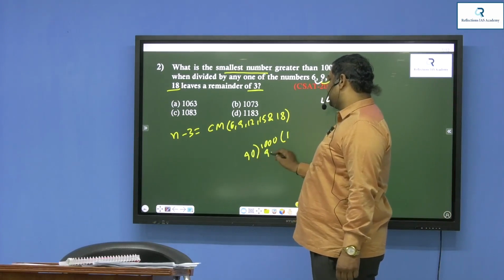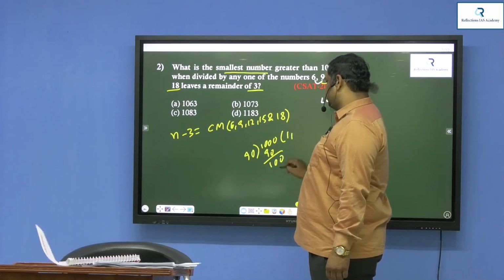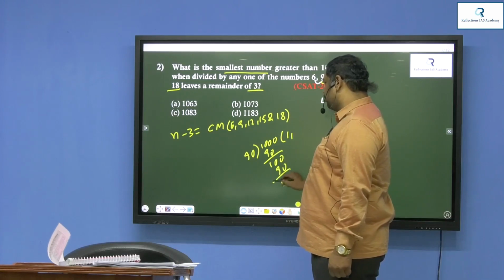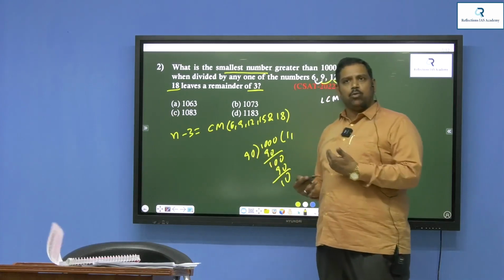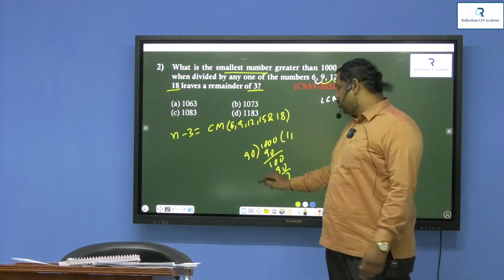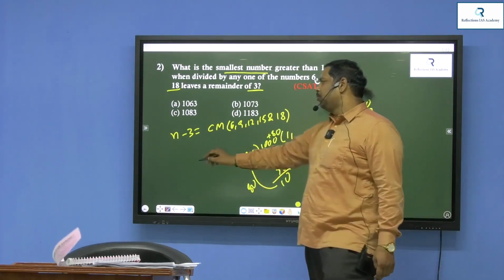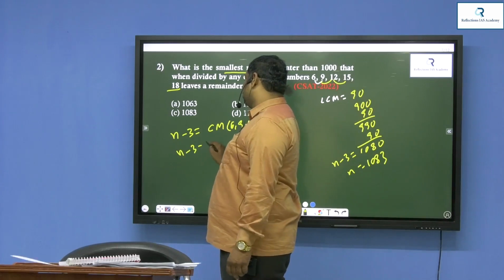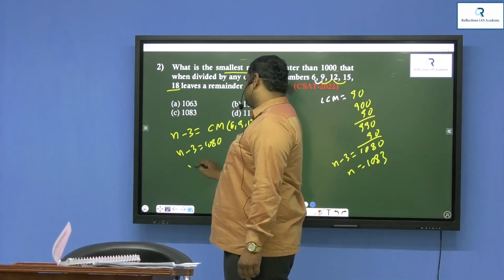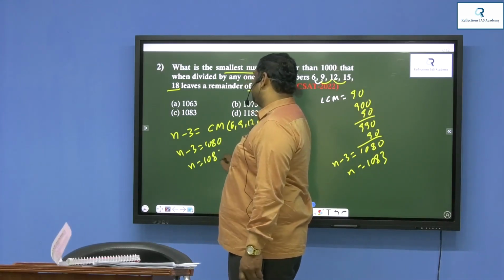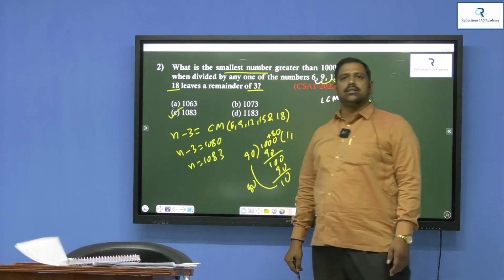Or else by division. 1000 divided by 90. 90 ones are 90 and having 10 as a remainder. Now I want to increase to more than 1000, right? The difference I have to add. If I add 80, how much will it become? 1080. So n minus 3 equals 1080. n equals 1083. So which option? C is the answer.